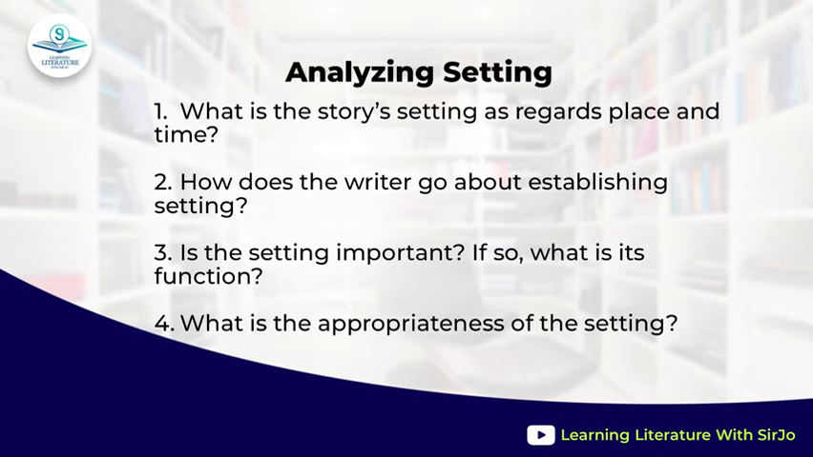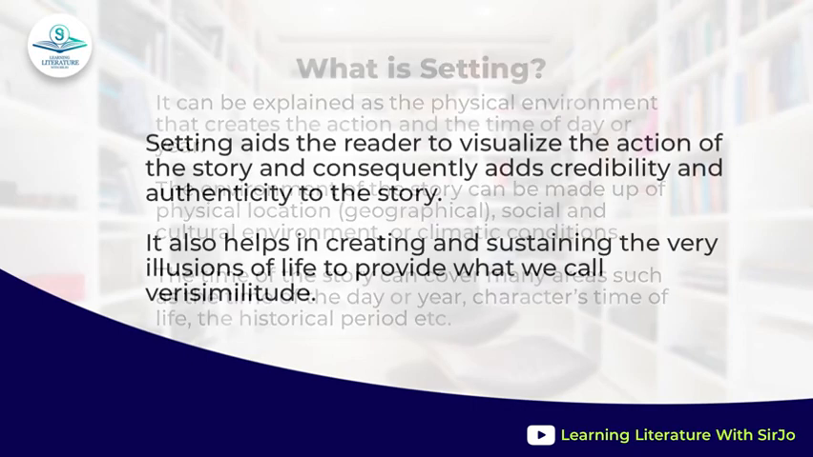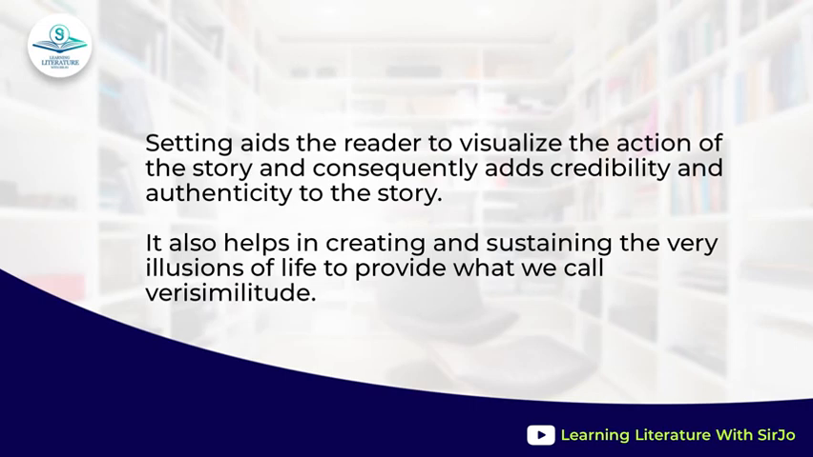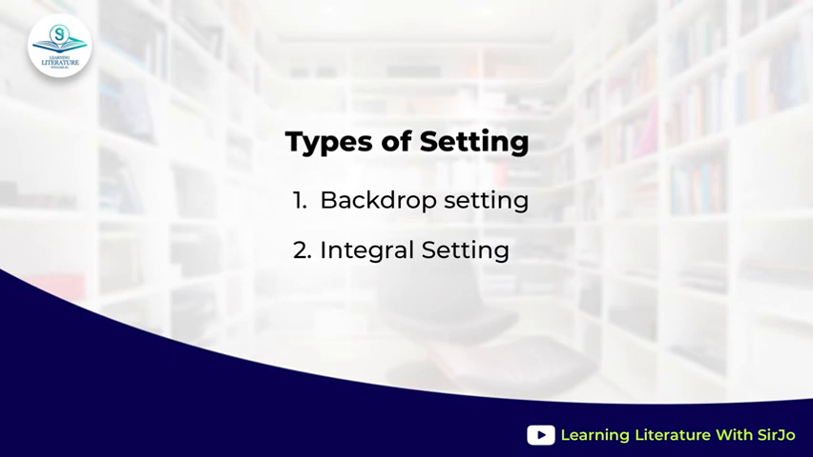So we bring our lesson to an end, and our lesson basically was on the topic setting, and we understood that setting can be explained as the physical environment that creates the action and time of the day. Setting aids readers to visualize the action of the story and also helps in creating and sustaining the illusion of life to provide what we call verisimilitude. We have 2 main types of setting, which are backdrop setting and integral setting. With backdrop setting, the setting is not that important because the writer's focus is on the lesson or the message being delivered.